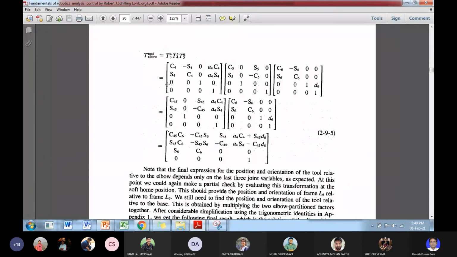Then it has also calculated in the same manner a4 cos theta 4, a4 sin theta 4, and there is no variable length of link a4, okay. So this is 0, and the rotation is along z axis, so cos theta 4, minus sin theta 4, sin theta 4, cos theta 4.